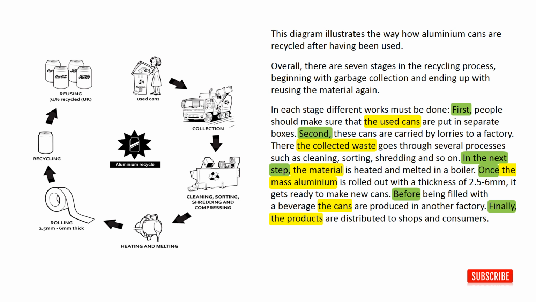However, I used some words with the indefinite article, such as a factory, a boiler, a thickness, a beverage. These words are general nouns. They define unknown objects. It's not possible to identify their specific names from the picture. For example, in the phrase, before being filled with a beverage, I used the indefinite article in front of the word beverage. We don't know which exact type of beverage the aluminium cans are filled with.